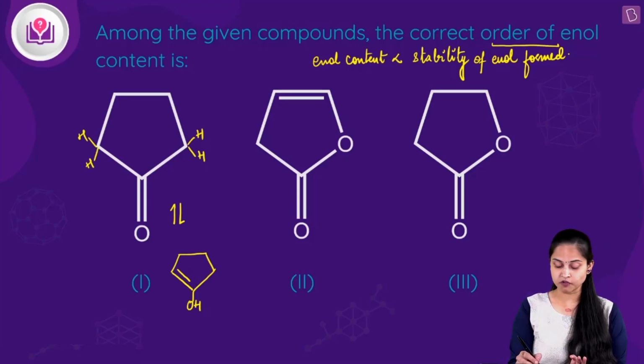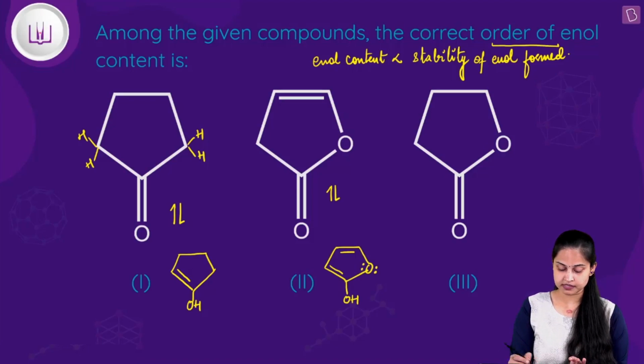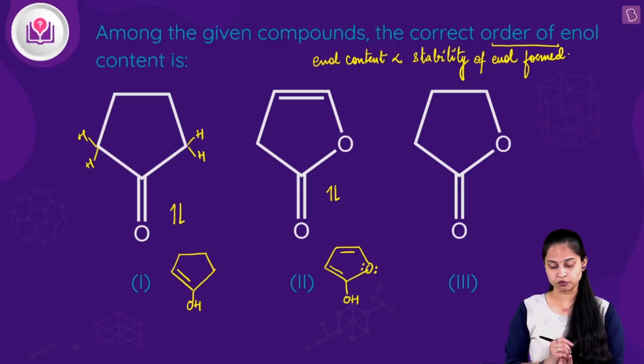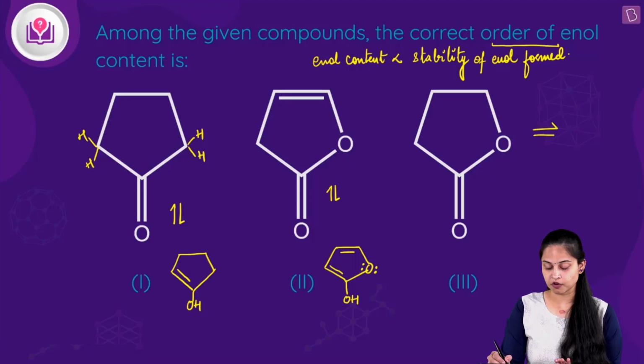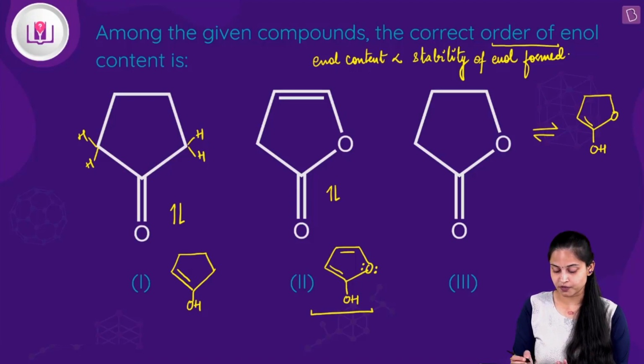Talking about the enol form of the second structure. Over here, what I'm looking at, it's OH, it's O, this and double bond over here. Basically, this is the enol form of the second group. Talking about the enol form of the third group, it will look like this. It's OH over here, O and this. Now, which particular enol form is more stable? I'll say the second enol form is more stable.